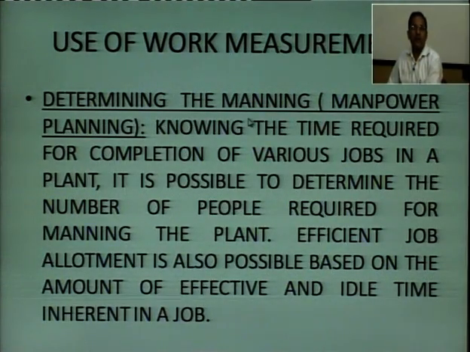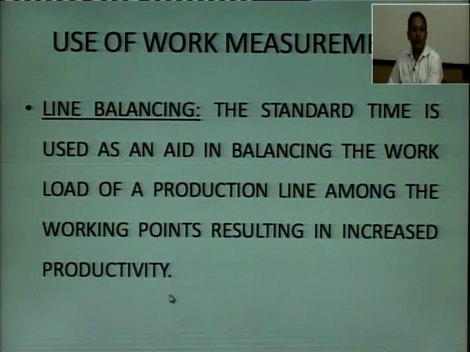Determining the manning, that is manpower planning. Knowing the time required for completion of various jobs in a plant, it is possible to determine the number of people required for manning the plant. Efficient job allotment is also possible based on the amount of effective and idle time inherent in a job. Line balancing: the standard time is used as an aid in balancing the work load of a production line among the working points, resulting in increased productivity.